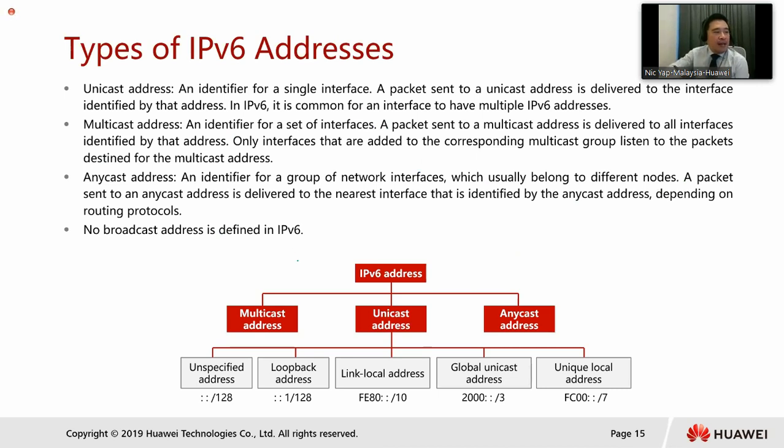Okay, so Anycast address is a packet sent to the nearest interface identified by the Anycast address, depending on the routing protocol. So you need to work together with the routing protocols. You cannot run Anycast standalone. You must work together with a routing protocol, like OSPFv3 or IS-IS for IPv6.